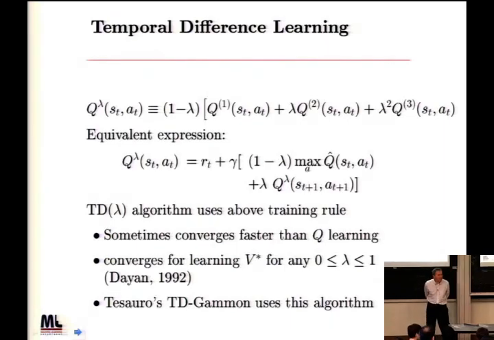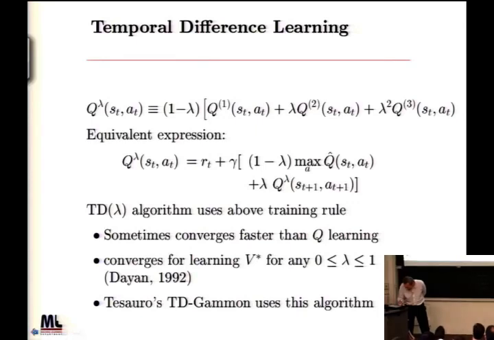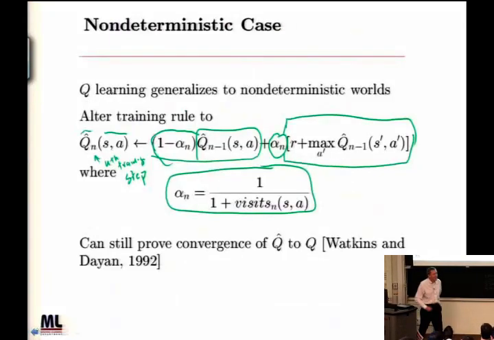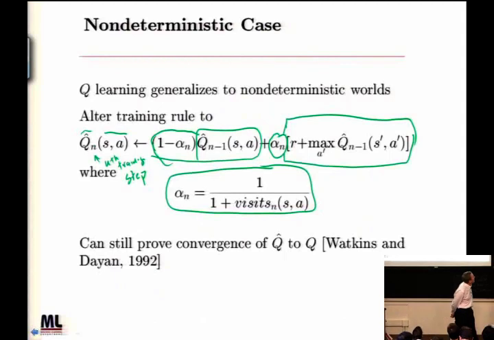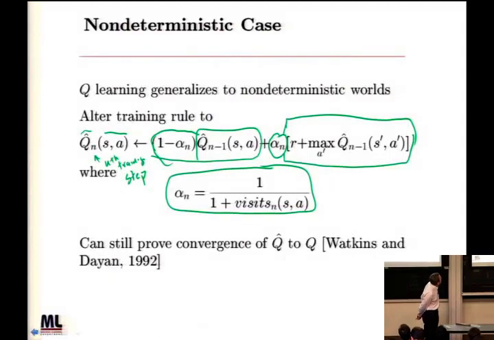Yes? Could you go back 2 slides? I think there's something here that was confusing. So in this equation, the max Q hat n minus 1, is that the previous state? Oh, let's see.